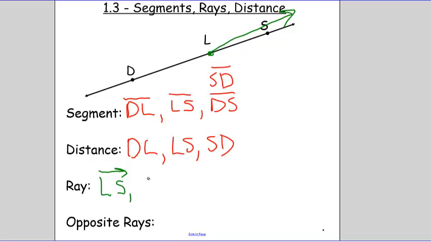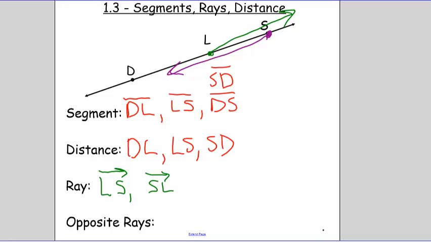Now LS, and let's look at ray SL. Well, ray SL, the endpoint is S and extends the opposite direction. Even though it extends the opposite direction, we still put the ray symbol above going to the right. Those are two different rays because they're going in different directions.